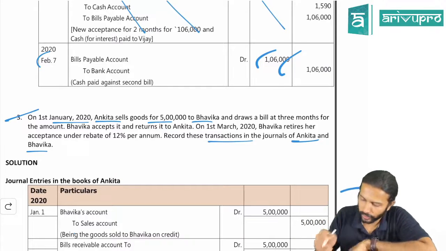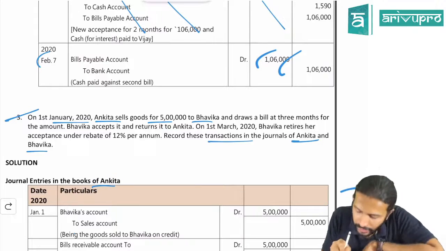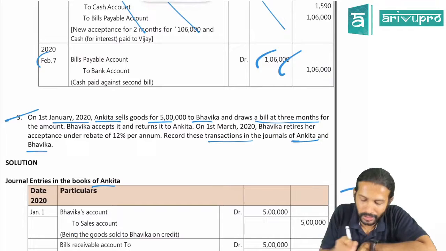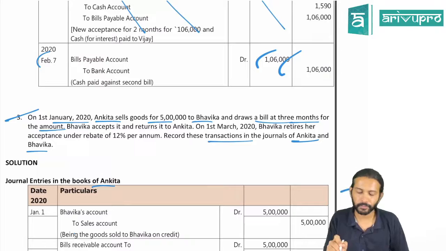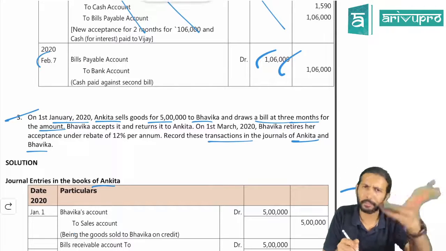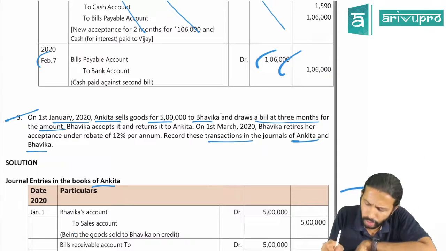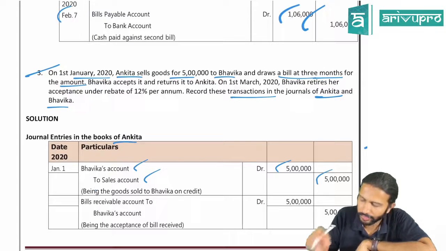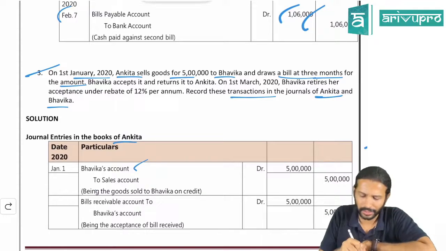First we will pass journal entries in the books of Ankita, one by one. Ankita has sold the goods for 5 lakh and draws the bill for 3 months. Is it a cash sale or a credit sale? Credit sale, because you have received a bill, not money. What is the journal entry for credit sale? Bhavika account debit to sales account, 5 lakh. That is the first journal entry. Is the solution method okay now, guys?